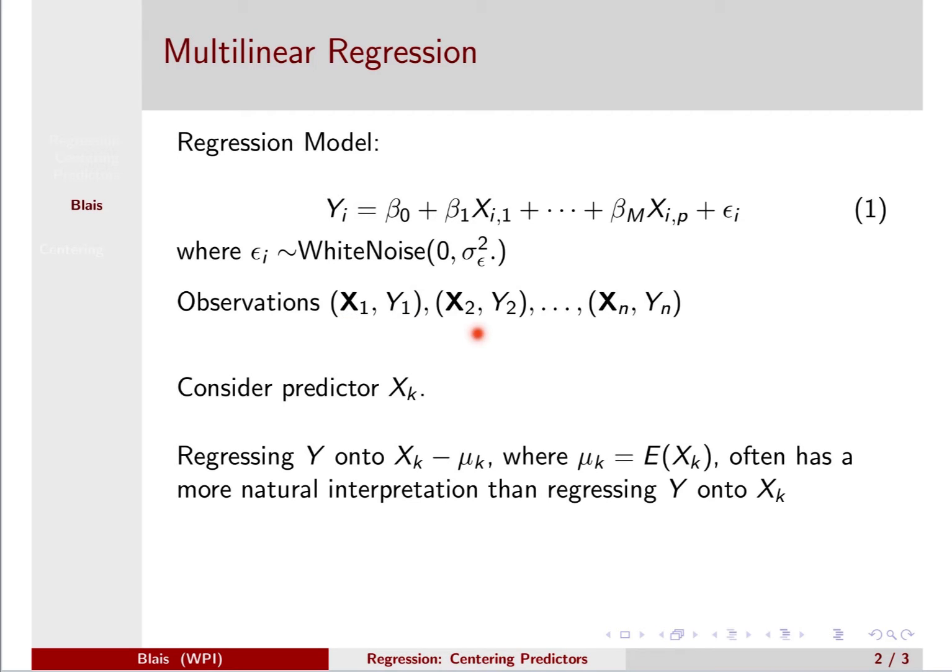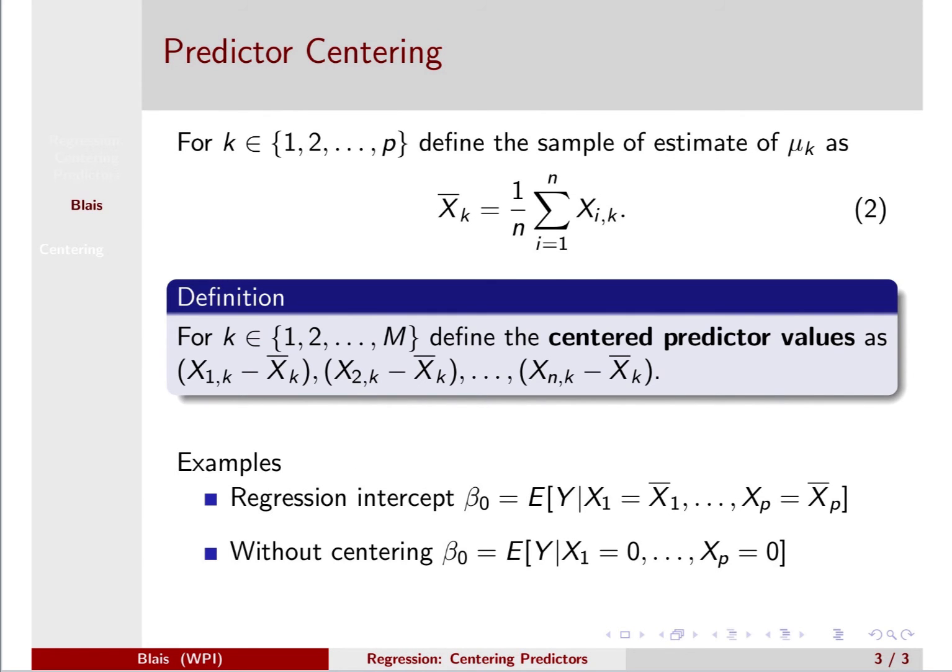So our observations are n pairs, where each observation is an observation for the vector of predictor variables and the response. And we're going to now think about one element of that predictor vector. We'll call it xk, so the kth predictor. And we want to consider regressing the response onto xk minus its mean, mu k. And this often has a more natural interpretation than regressing y onto the predictor xk itself. And to do that, we center the predictors.